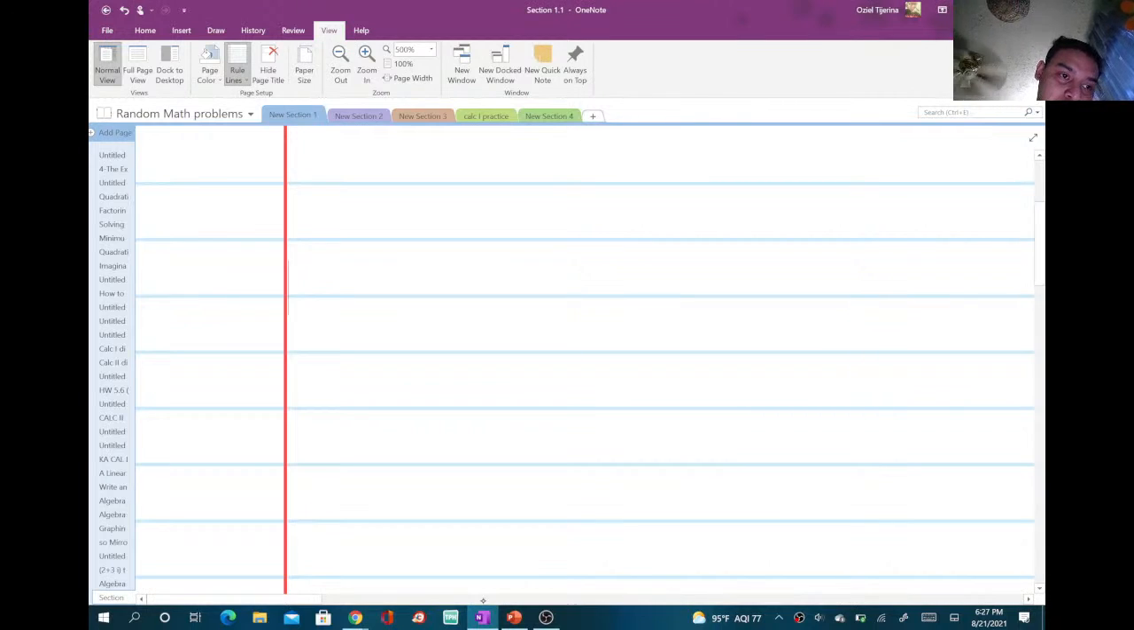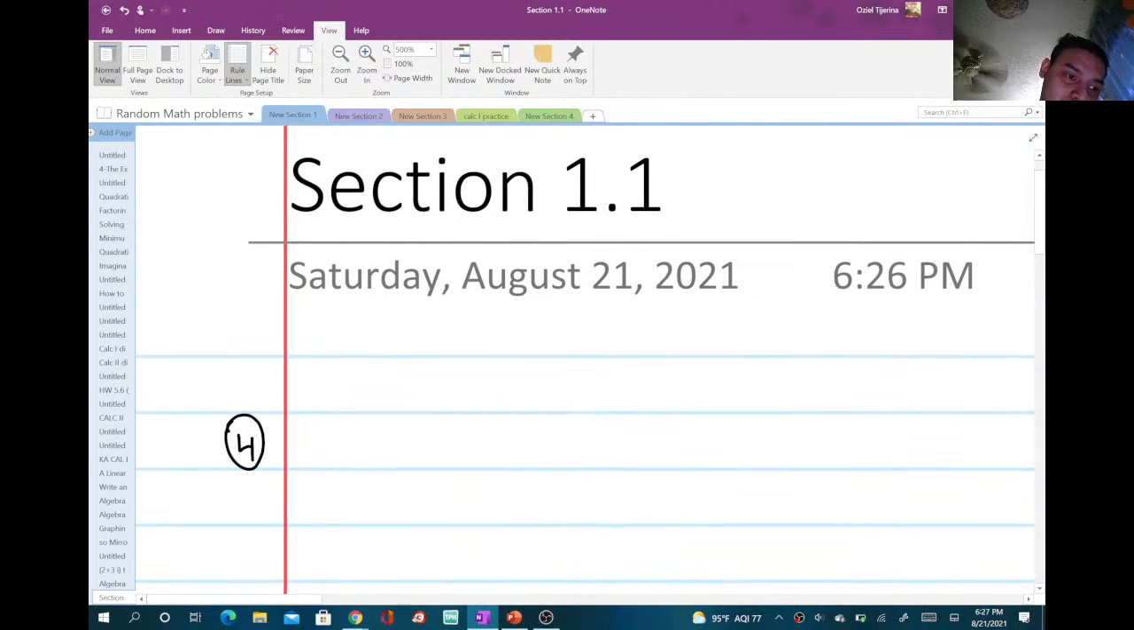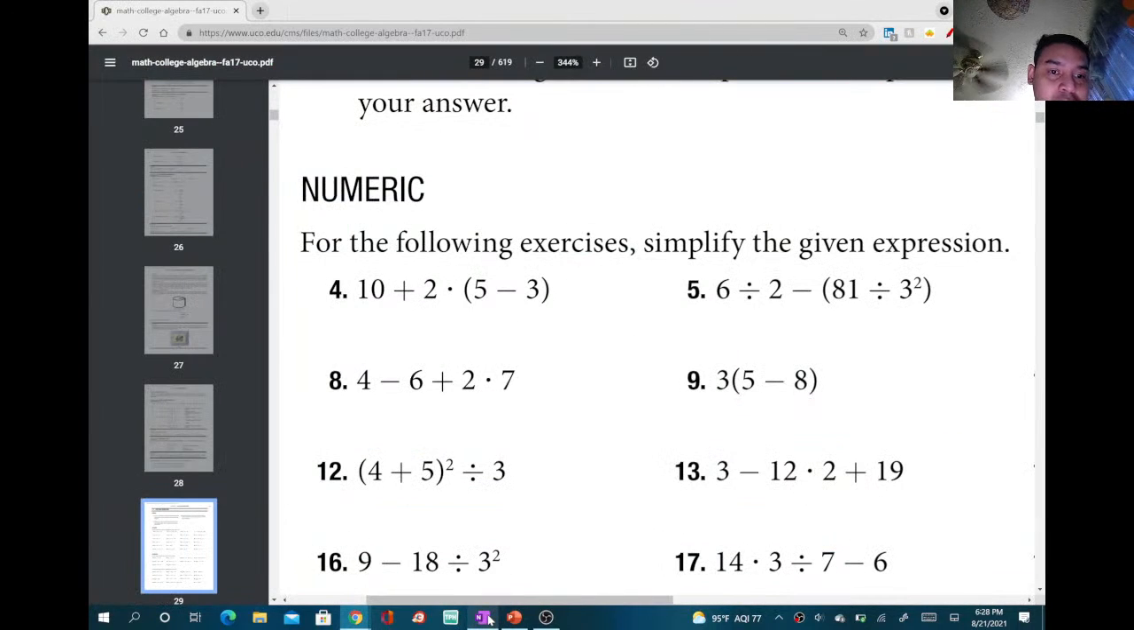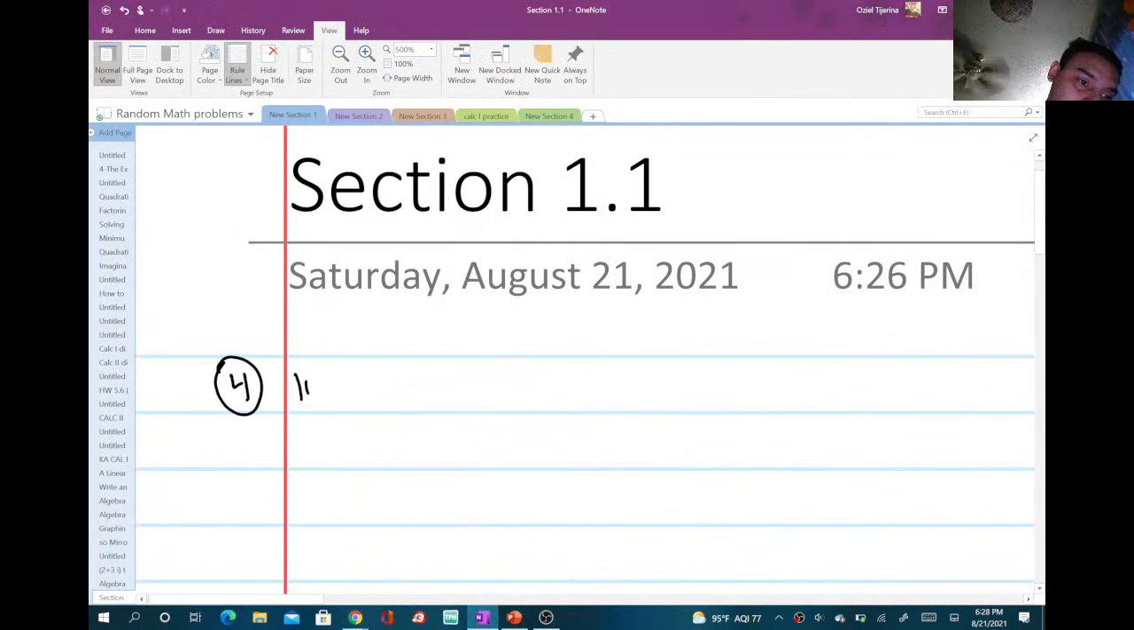Number 4 says 10 plus 2 times 5 minus 3, right?